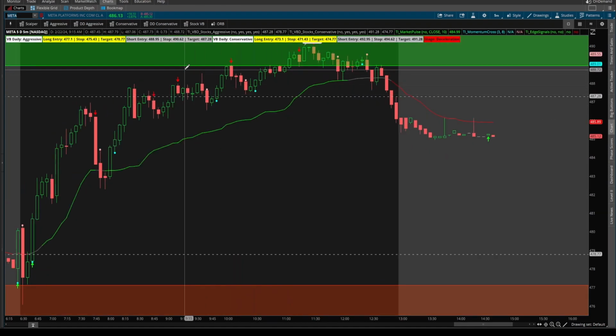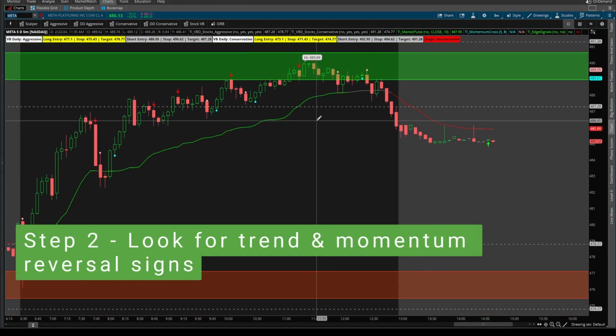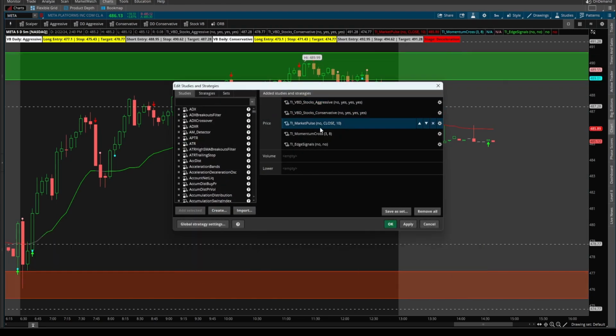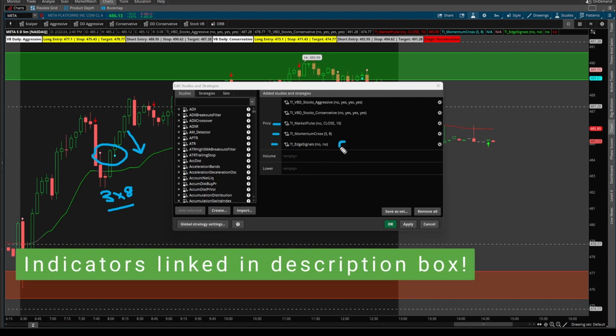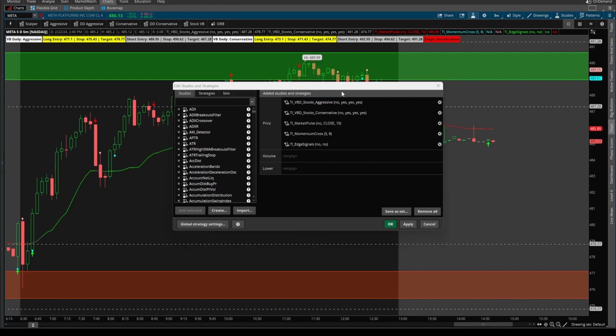Now, if we take a look at the next thing inside of Meta, we're looking for some signs of price action starting to break down. I have 3 indicators loaded outside of the Volatility Box models. I have the market pulse, which is this line on the chart. I have the momentum cross, which are these dots, simply looking at if and when the 3 EMA crosses either above or below the 8 EMA. And I have our edge signals indicator, which is our version of an overbought oversold confirmation, and in this case, useful for the overbought confirmation.